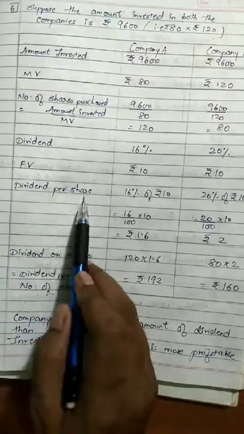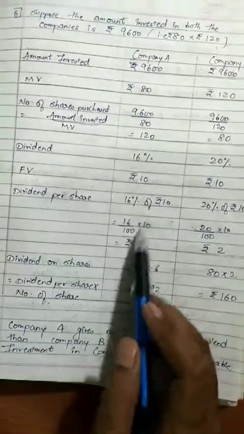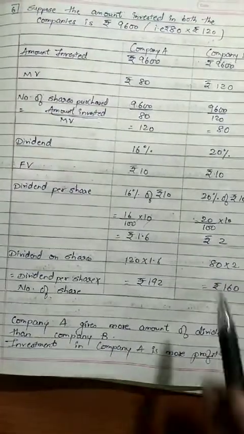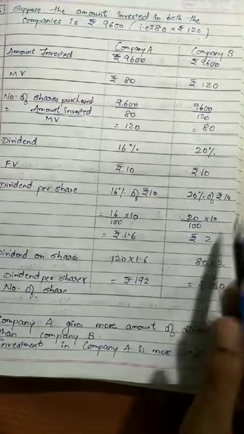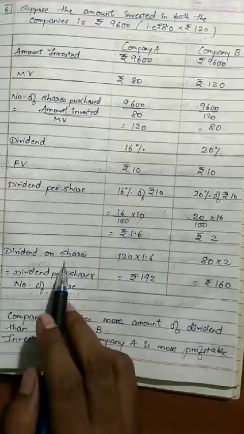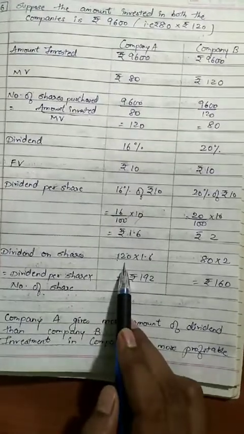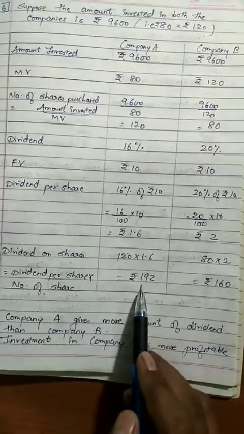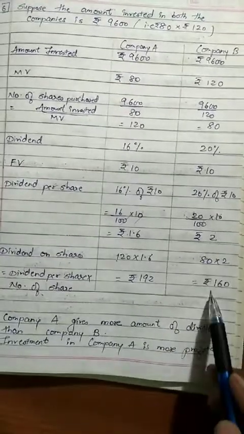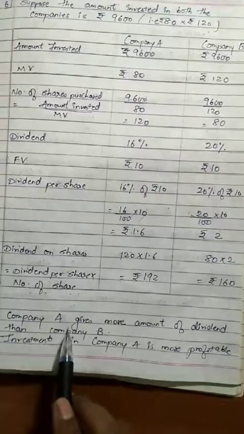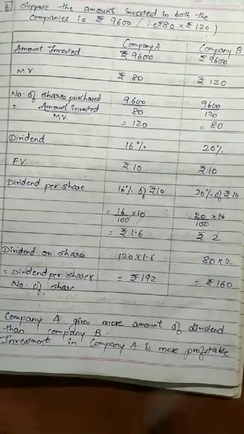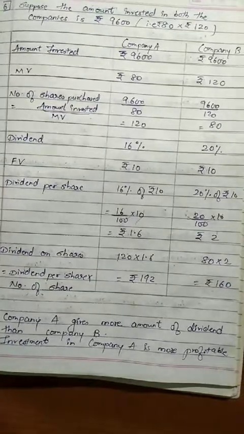So dividend per share, 16% of rupees 10, will give you 1.6, and same way 20% of 10 will give you 2 rupees. So the dividend on shares, 120 into 1.6 will give you 192, and 80 into 2 will give you 160. So company A gives more amount of dividend than company B. So investment in A is more profitable.